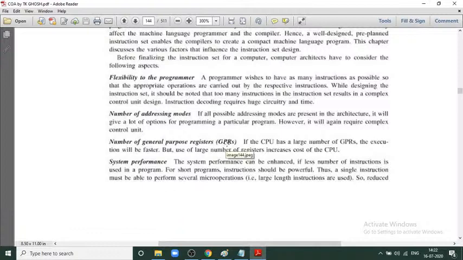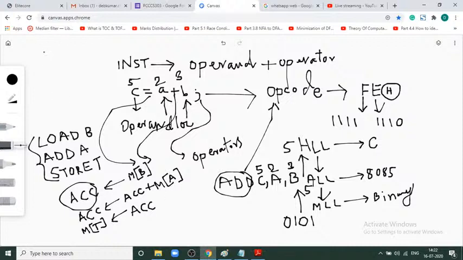What is a general purpose register? General purpose registers are normally treated as B, capital B may be a general purpose register, capital C may be a general purpose register, capital H may be a general purpose register, capital L may be a general purpose register, capital D may be a general purpose register, and capital E may be a general purpose register.